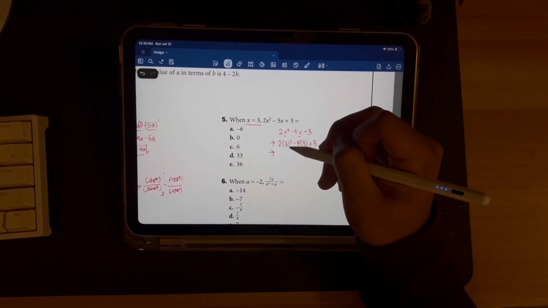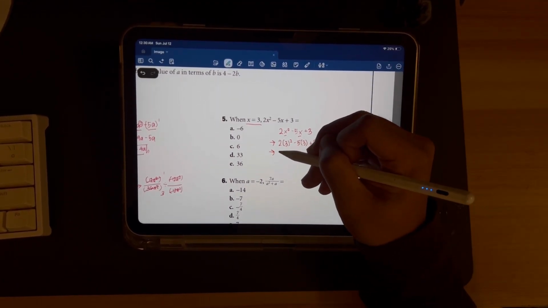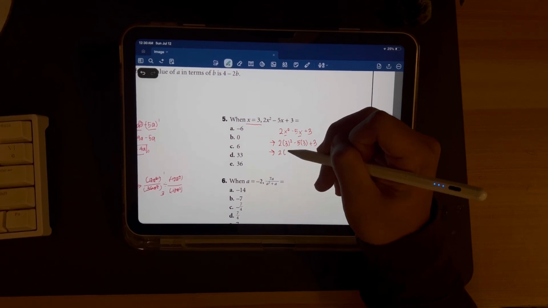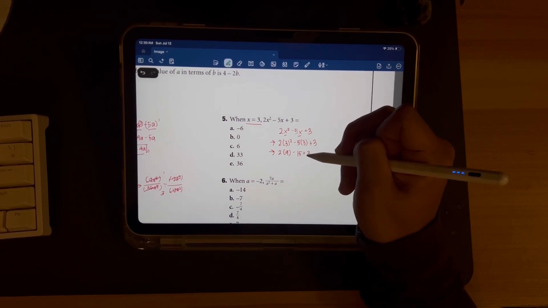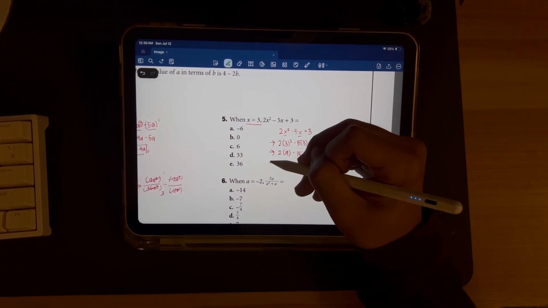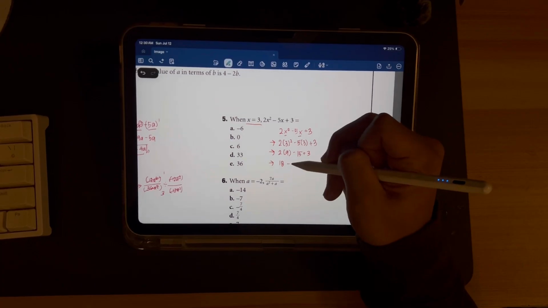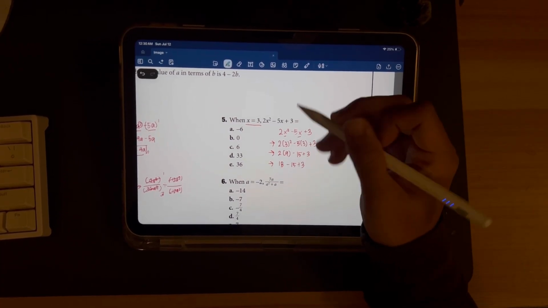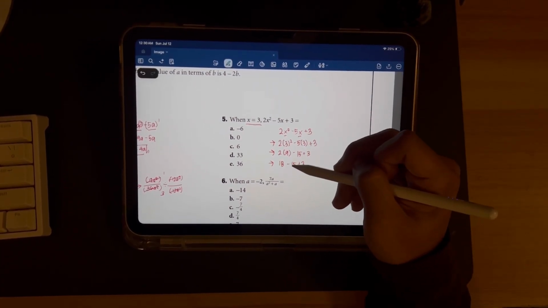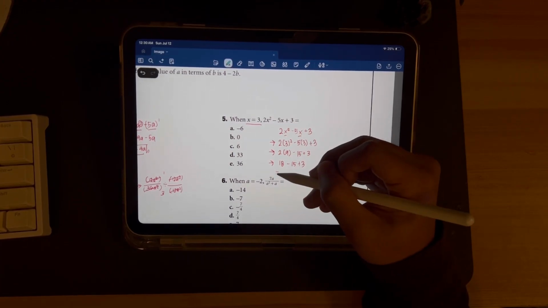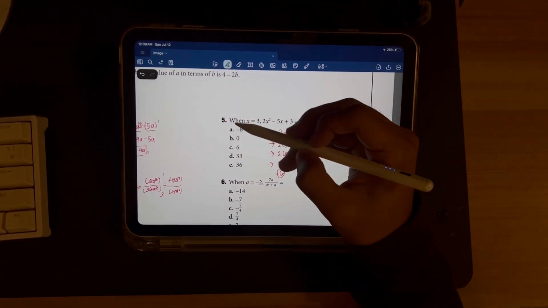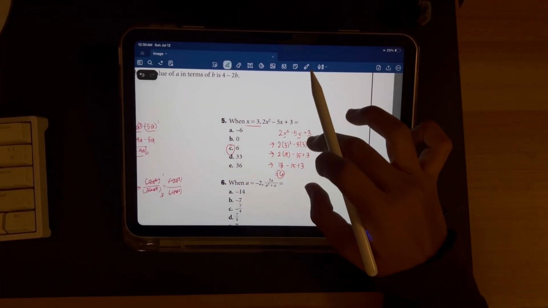Let's simplify further. We have here an exponent, so that would first be 3 raised to 2. That would be 2 times 9, minus 5 times 3. That would be 15 plus 3. Let's multiply this further. That would be 18 minus 15 plus 3. And as you can see, 18 minus 15, that would be 3, plus 3. That would be 6. And among all the choices, letter C is the correct answer.